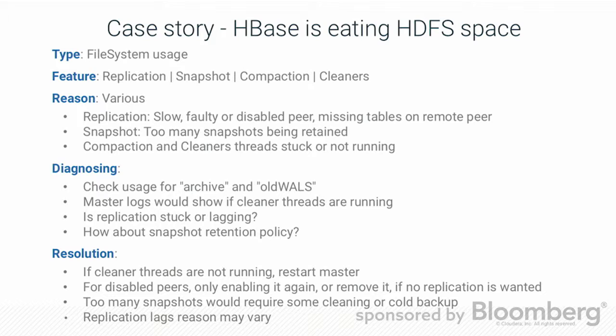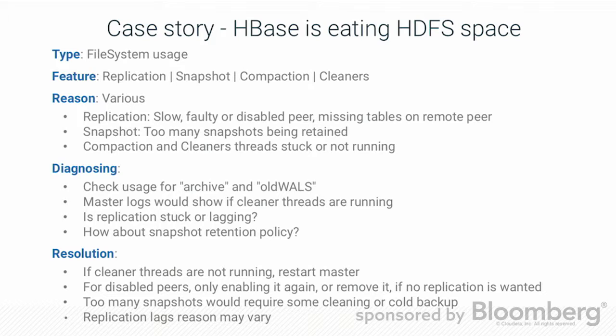For disabled peers, for instance, if you see a lot of files accumulating in old WALs, take a look at the current state of the peer. If the peer is disabled, that would basically pause replication, so re-enabling the peer would allow it to resume. Or if replication is not really wanted, we could just remove the configured peer, and that would quickly get rid of the extra old WAL files. In case of too many snapshots, a review of your snapshot retention policy is required.